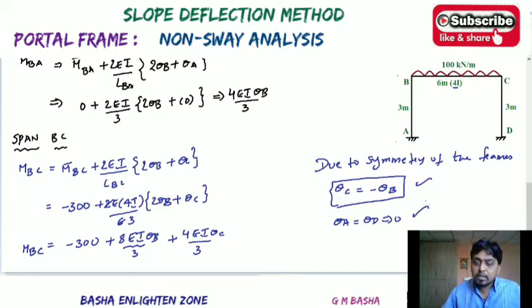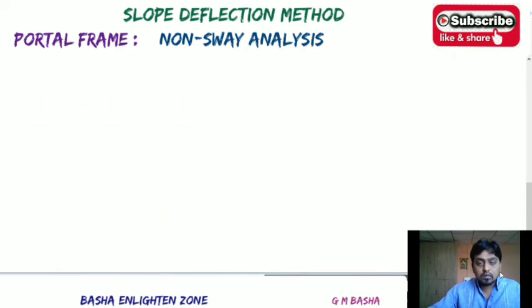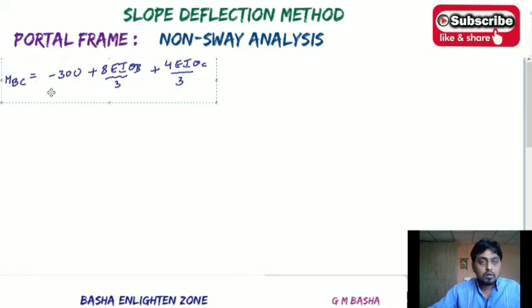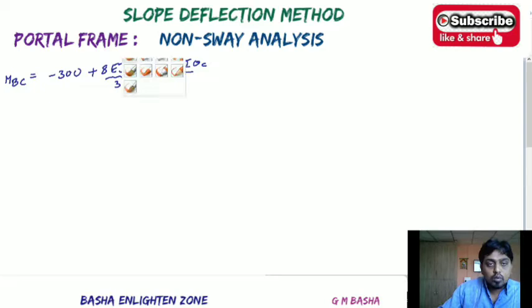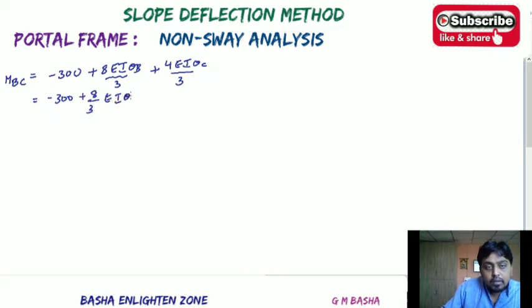If you do not remember this condition, you can solve directly like that also and you will get the answer, but the problem will take lengthy calculations. I will explain both the models, the shortcut model using the symmetrical conditions, and otherwise the regular procedure. Okay, so see here, take theta C equal to minus theta B and substitute the values. Then what will you get here? So what is the obtained value here? Minus 300 plus 8 by 3 EI theta B plus 4EI, wherever theta C appears take minus theta B, by 3, and simplify here.